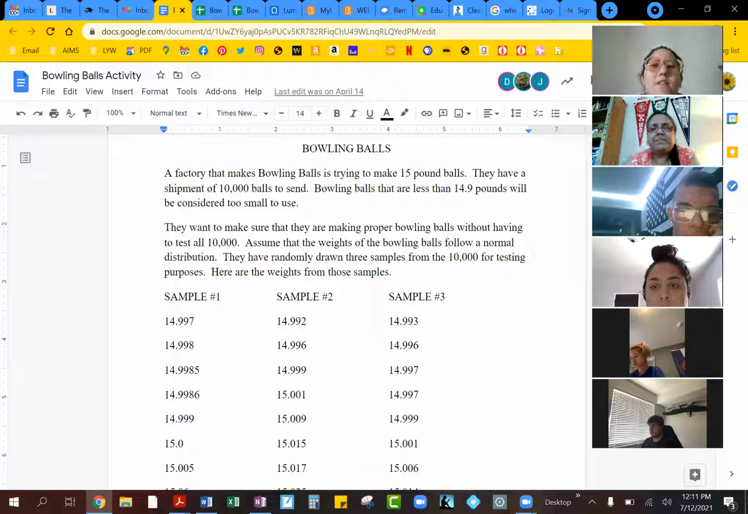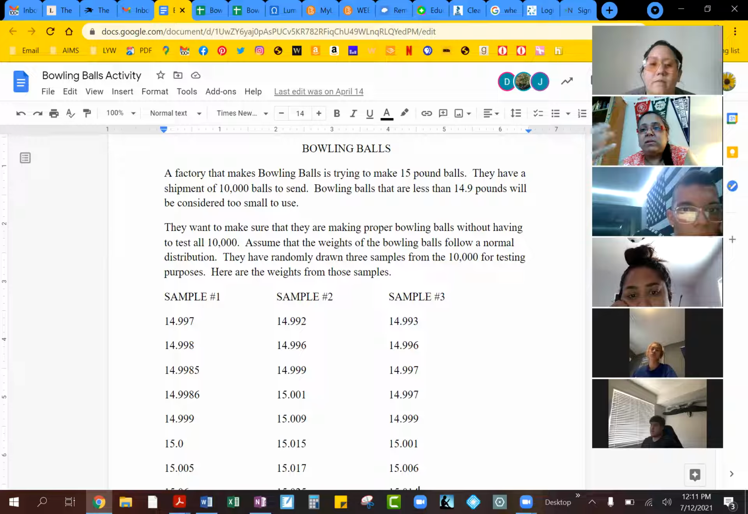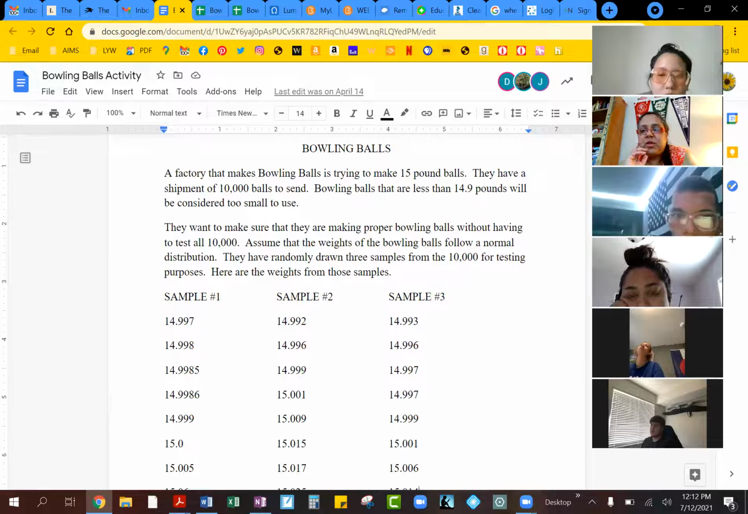So are we supposed to not do a traditional calculation for the mean? We just kind of eyeball it or guess? No, you're not eyeballing it, because think about this again. If you are the manufacturer, you are sending this shipment of 10,000 bowling balls, right? And they're telling us that it's got to be 15 pounds, and anything which is less than 14.9 pounds is going to be too small. So if you had to pick, and this question is for all of you, not just Lola, if you had to take your mean weight, what would it be for all of those 10,000 balls?